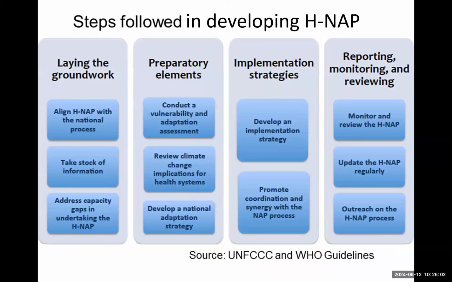While developing the health national adaptation plan, as mentioned by Amy, we followed the steps and the guidance developed by the UNFCCC and the WHO. We started with reviewing the policy documents, stock taking of information, and conducting the vulnerability and adaptation assessment. We also developed an institutional arrangement within the health sector. Now, with good coordination with different stakeholders, the updated health national adaptation plan is in place. It will be reviewed and updated on a regular basis later on.